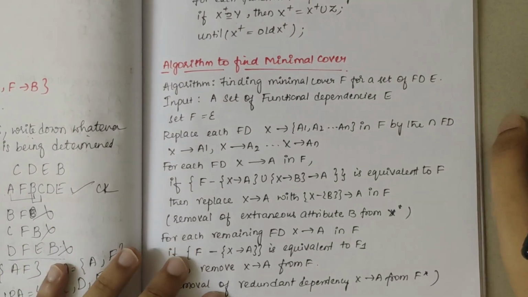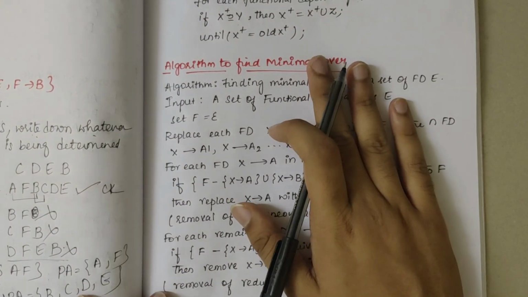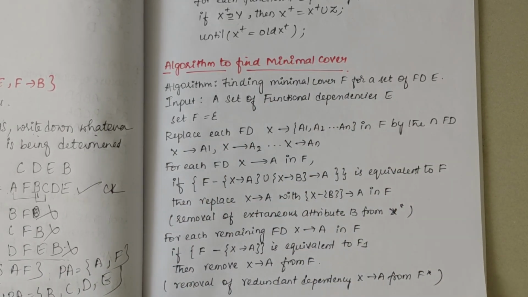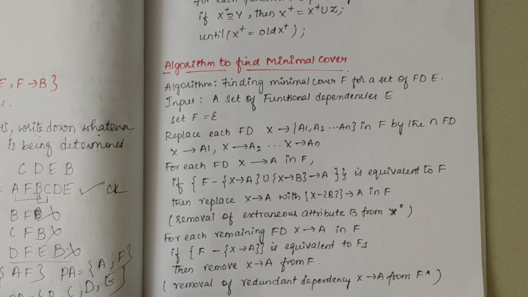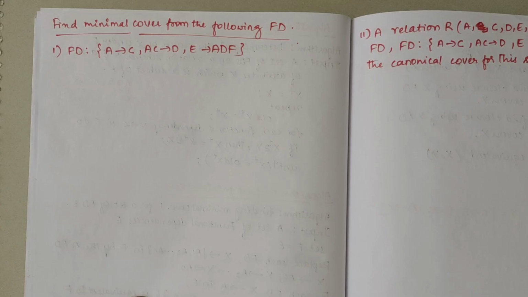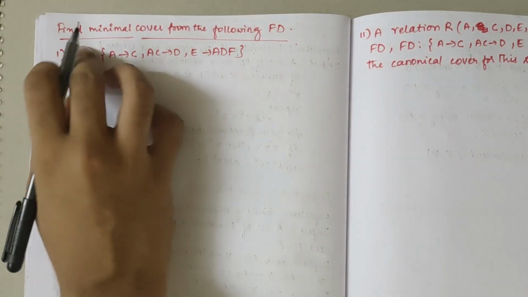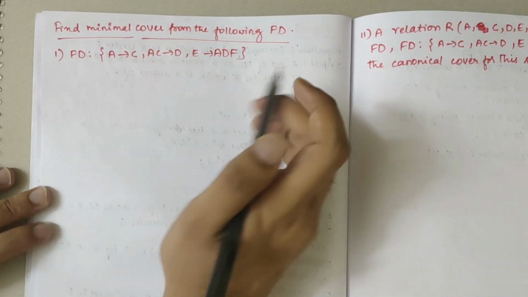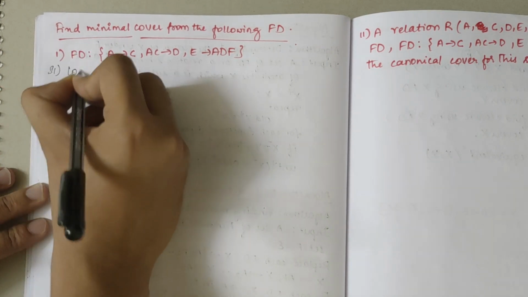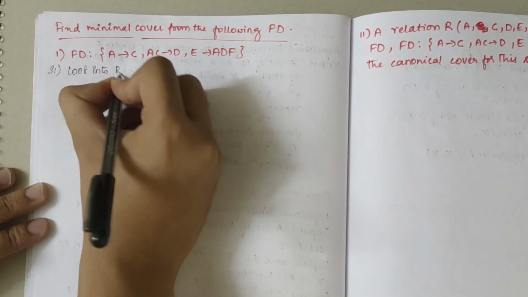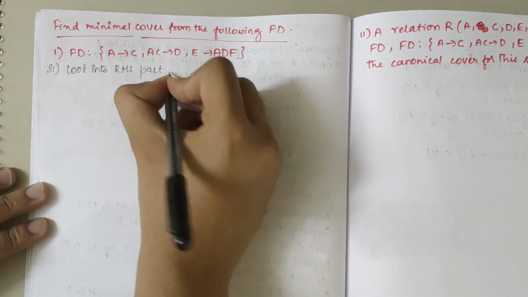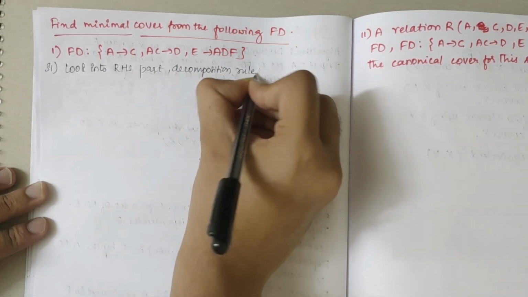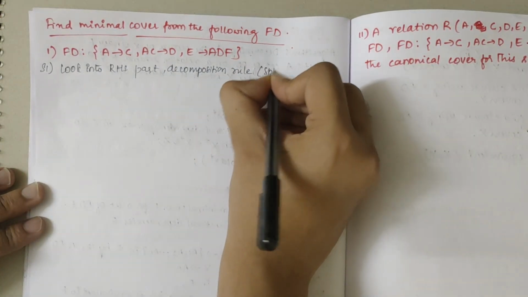Next, moving on to the minimal cover. Before moving on to the minimal cover algorithm, let's solve the problems first. Once you solve the problems, you'll get to know the steps, and it'll be easy to understand the algorithm. Here they have asked to find the minimal cover for the following functional dependencies. My first step would be to look into the RHS part, where the decomposition rule needs to be applied, that is, split.